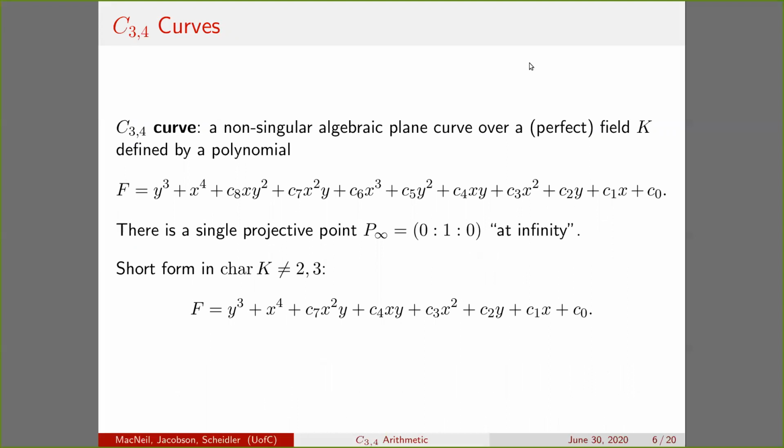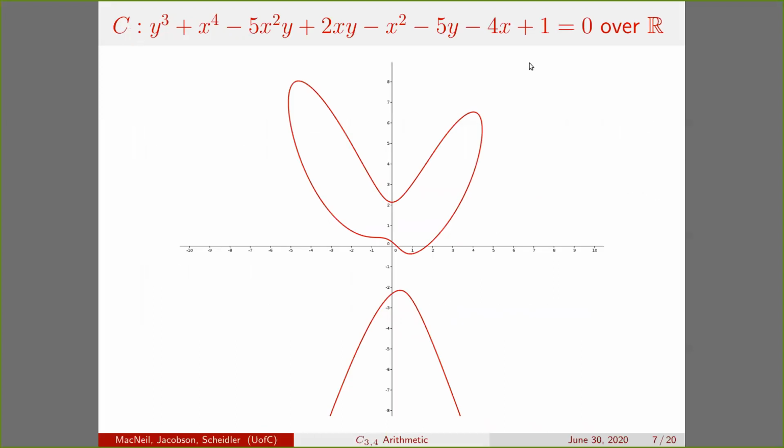So we'll define a couple of the key objects that we're working with. A C3-4 curve is a non-singular algebraic plane curve over a field K that's defined by a polynomial of this form. Like elliptic curves, a C3-4 curve has a single projective point at infinity. And if the base field is of a characteristic other than 2 and 3, then this curve is isomorphic to one given by a shorter polynomial equation below. So here's an example of what such a curve might look like in the real plane.